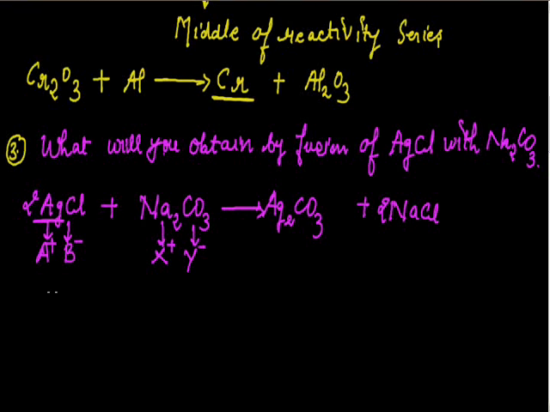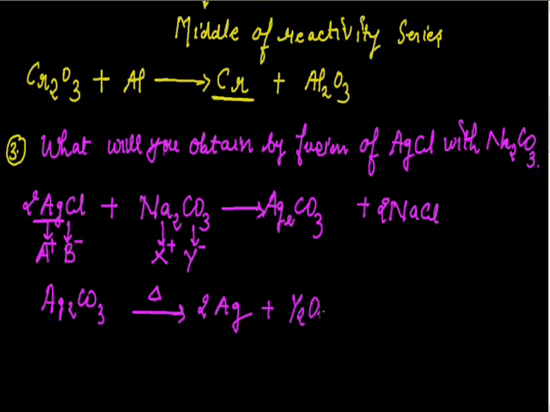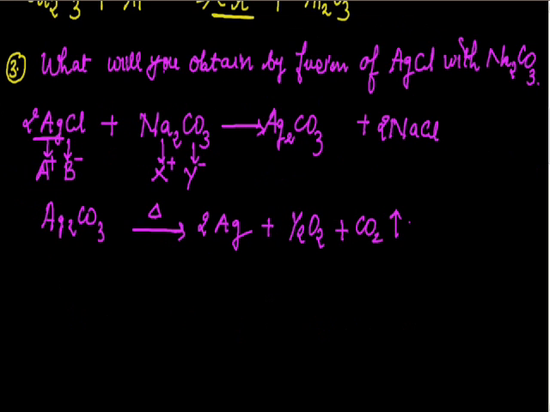This Ag2CO3, which is obtained during the reaction, undergoes a decomposition reaction. So on heating, it forms Ag plus half O2 plus CO2. These are the substances which will be obtained by fusing AgCl with Na2CO3. Now we'll see the next question.